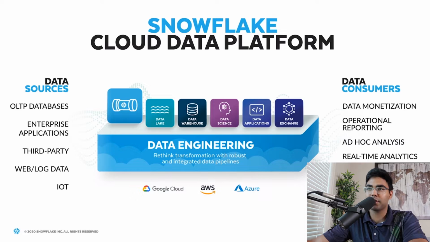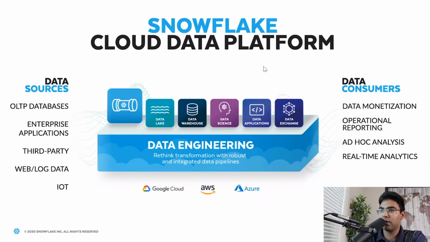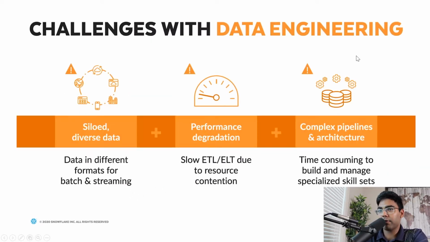So some of the challenges of data engineering, it goes like this. You have data in different formats for batch and streaming. You have slow ETL, ELT due to resource contention and information like this. But what it's really saying is basically you have this data coming in from different areas because it's siloed. And because it's siloed, it's not uniform or standardized. And we need to standardize it.